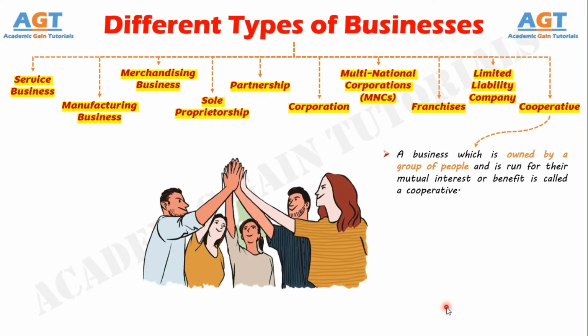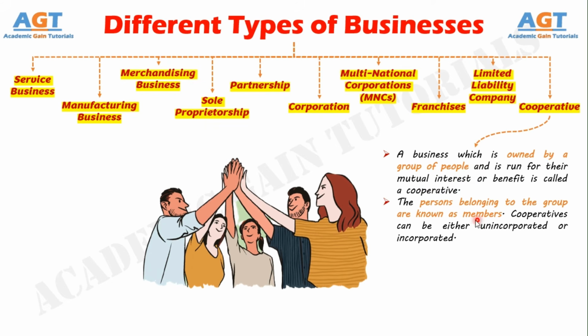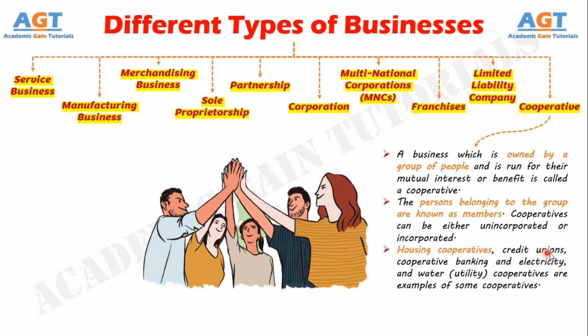Number 10. Cooperative business. A business that is owned by a group of people and is run for their mutual interest or benefit is called a cooperative. The persons belonging to the group are known as members. Cooperatives can be either unincorporated or incorporated. Housing cooperatives, credit unions, cooperative banking, and electricity, water, and utility cooperatives are examples of some cooperatives.